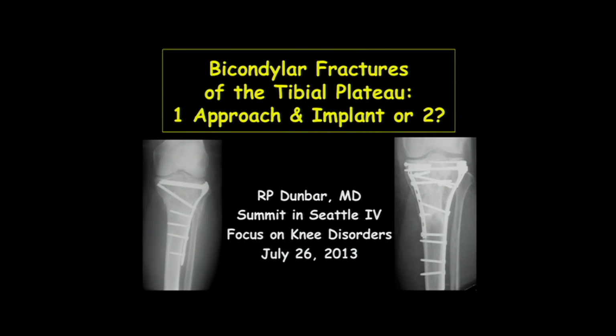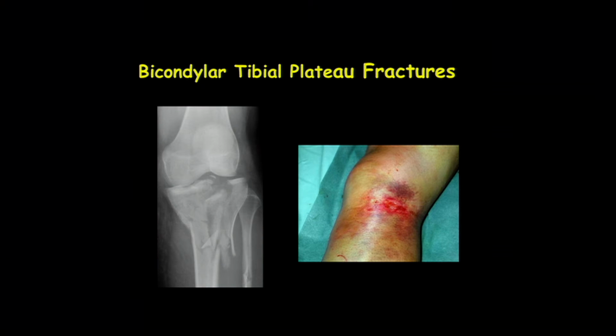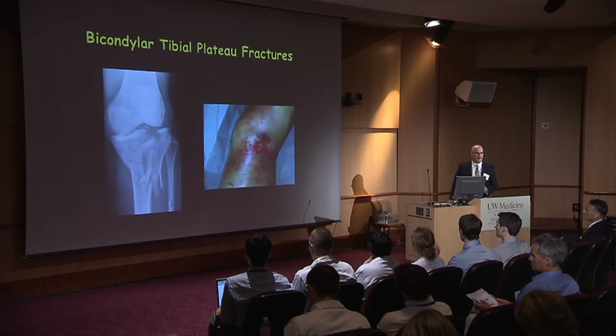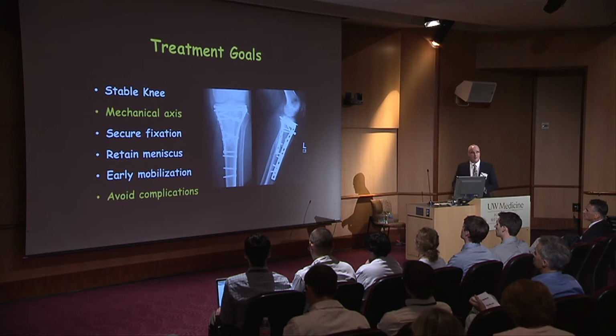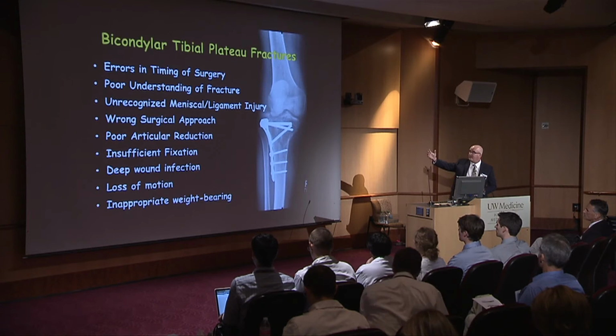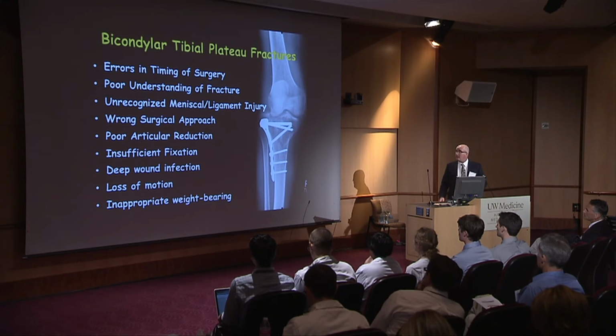I'm going to talk about bicondylar fractures of the tibial plateau, moving just up a little bit from the metaphyseal region into the joint itself. So what's the problem? Well, in this particular case, it's bicondylar tibial plateau fractures, which can be quite common and challenging and are associated with high degrees of soft tissue injuries. We have a lot of challenges that we try to meet when we're taking care of these, and even more ways that we can go wrong.